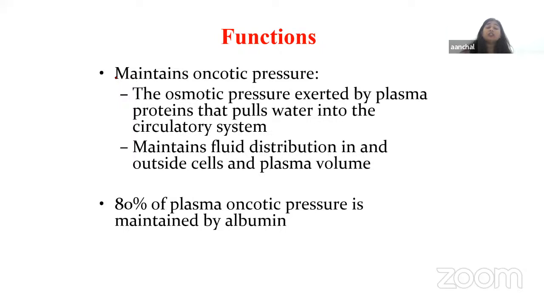Then the function of albumin: it maintains osmotic oncotic pressure, the osmotic pressure exerted by plasma protein that pulls water into the circulatory system. It maintains fluid distribution in and outside, and plasma volume that we have just seen, and 80% of plasma oncotic pressure is maintained by albumin.